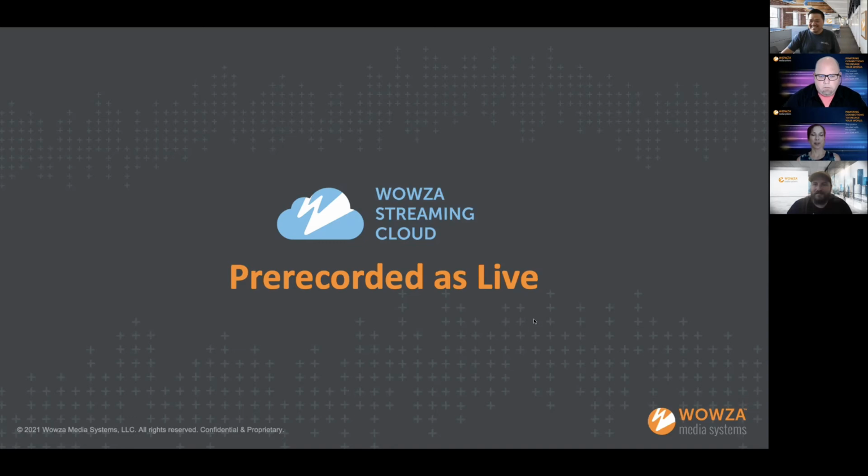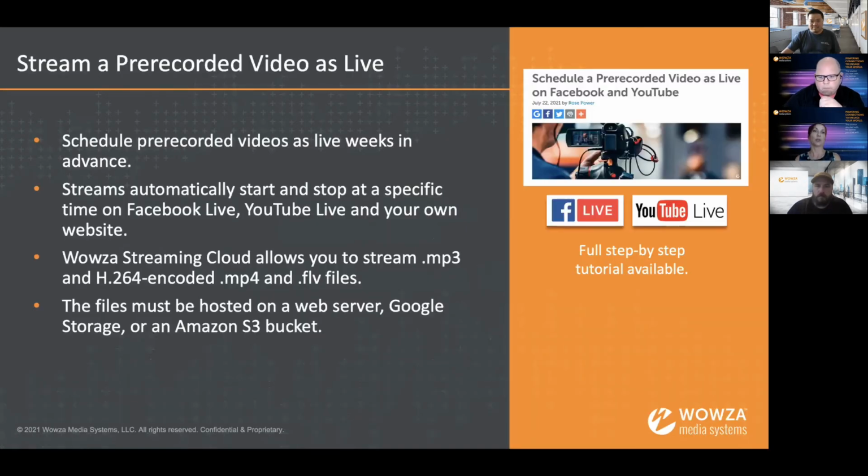Thanks, Justin. Yeah, I want to make sure all of our guests today are aware that this workflow is possible in Streaming Cloud because it combines two of our really powerful features, the Transcoder with the Cloud Scheduler. So next slide. You can stream a pre-recorded video as live, but you can also schedule those files days or weeks in advance. How it works basically is Streaming Cloud will download your file, which does have to be hosted on a web server, Google Storage, or an S3 bucket.